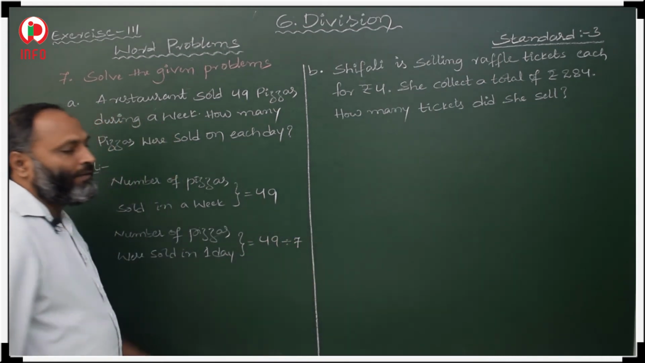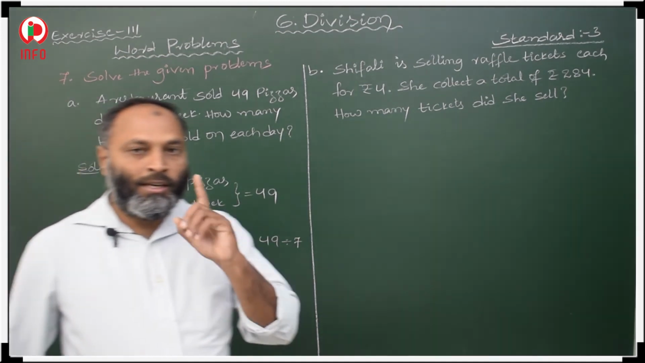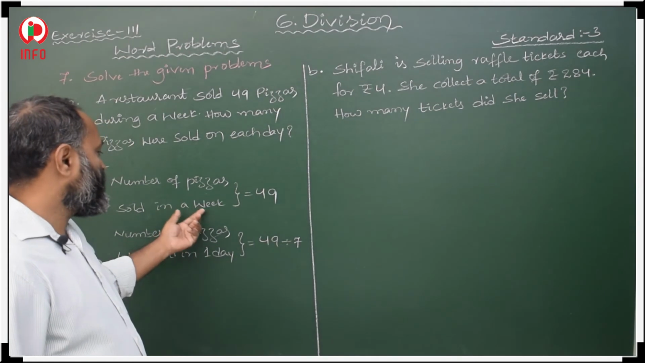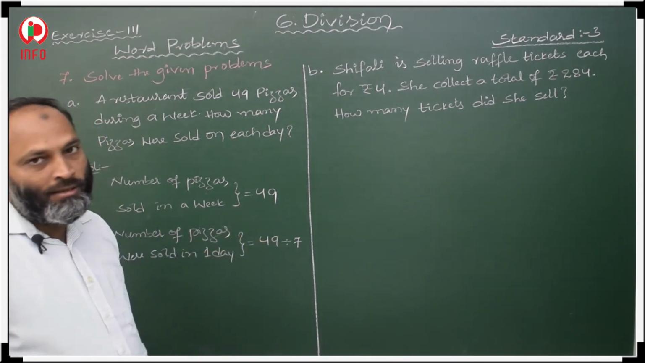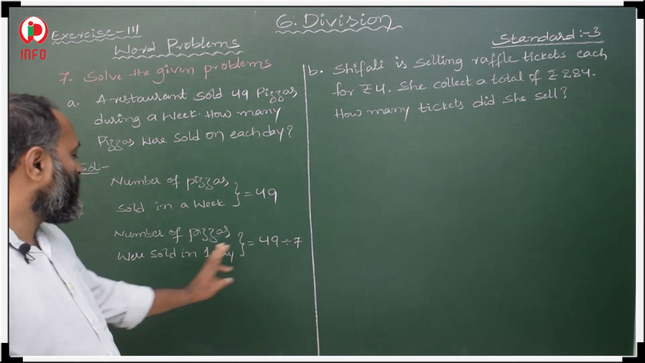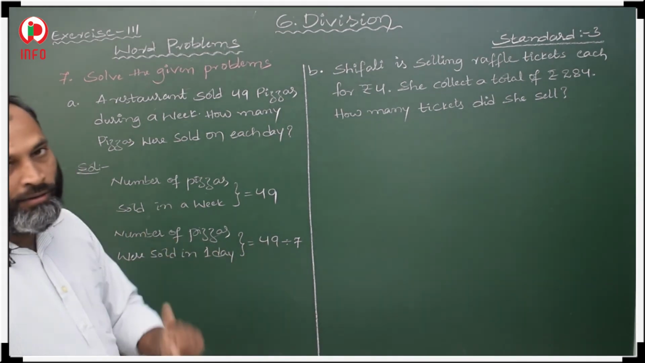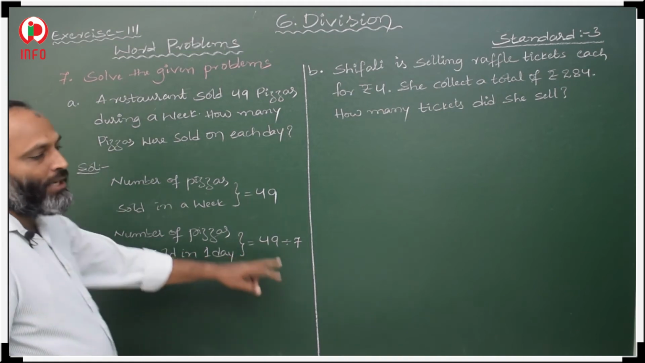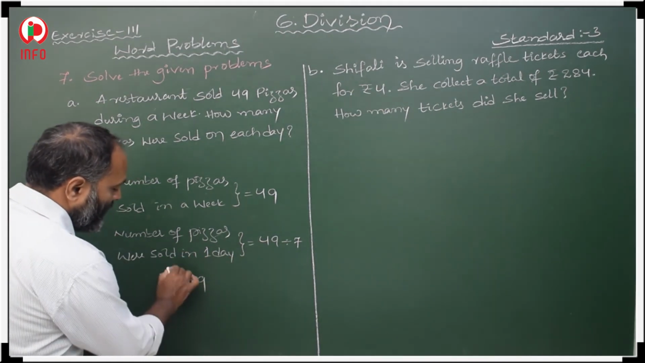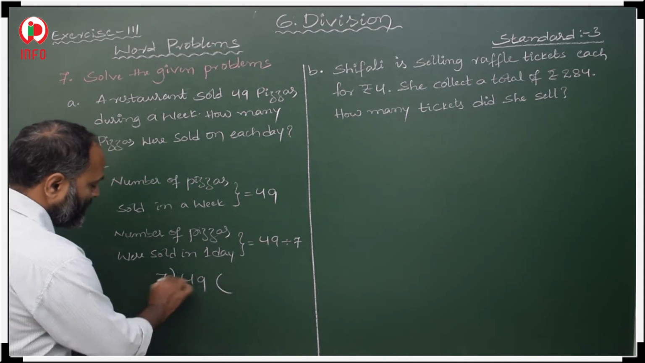So, why are we dividing by 7? Because 1 week is equal to 7 days. In 7 days they sold 49 pizzas. Then how many pizzas are they going to sell in 1 day? That means 49 divided by 7. It means we have to divide 49 by 7.